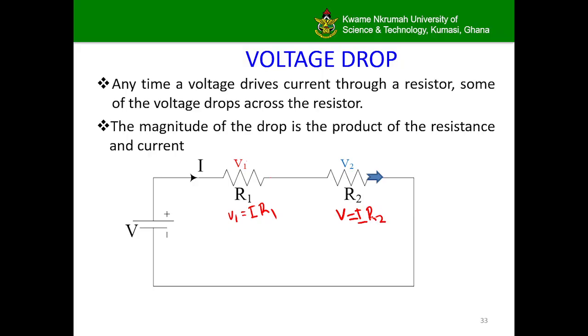For resistors in series, as we explained in our previous video, we said that resistors in series share the voltage. What that means is that the voltage V, which is across these two resistors in series, divides amongst the resistors. What that means is that the total voltage V is equal to the voltage that drops in R1, which is V1, plus the voltage that drops in R2, which is V2.